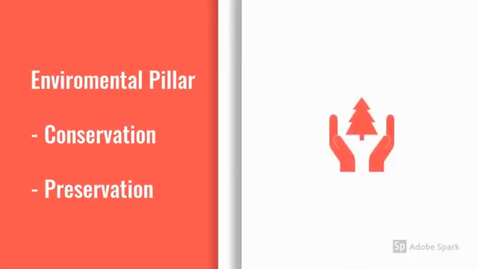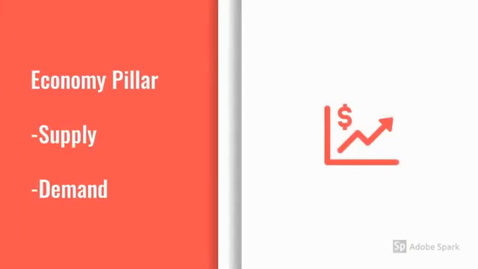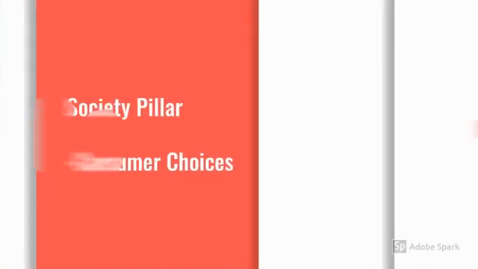The environmental pillar involves two main topics: conservation and preservation. Conservation is the sustainable use and management of Earth's natural resources to meet human needs. Preservation is the maintenance of resources in their present condition with as little human impact as possible. Natural resources acquire monetary value through exchange in a marketplace. In a market economy, supply and demand are major factors, meaning the greater the supply, the lower the price, and the greater the demand, the higher the price.